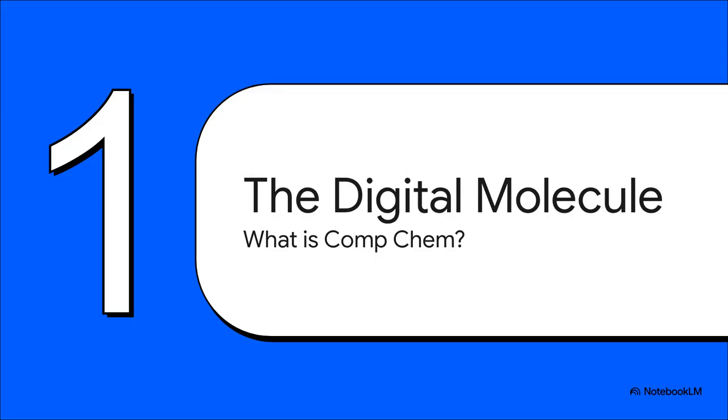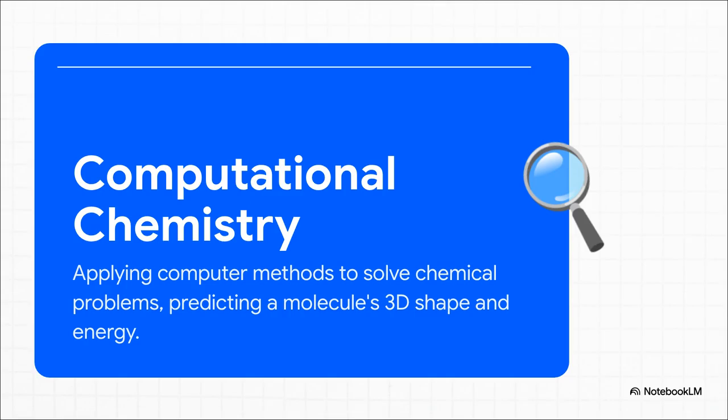So what exactly is this field, anyway? Honestly, the best way to think about it is like a digital microscope for the atomic world. It's a whole suite of tools that lets us predict what molecules are going to look like and how they're going to act. Okay, so at its core, computational chemistry is all about using computer programs to solve chemical puzzles. See, every single molecule has this desire to be in its most stable, lowest energy state. These methods calculate the total energy for every possible 3D shape. We call those conformations, to find that one perfect stable form.